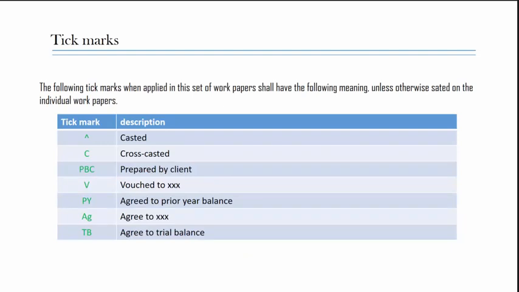Now, in every lead sheet, on every page, there will be tick marks to show the work that is being done. This is a list of common tick marks that will be all over the working papers. The tick marks generally will be the same, but they may differ from audit firm to audit firm. At the bottom of every page, you will need to document what the tick marks mean.